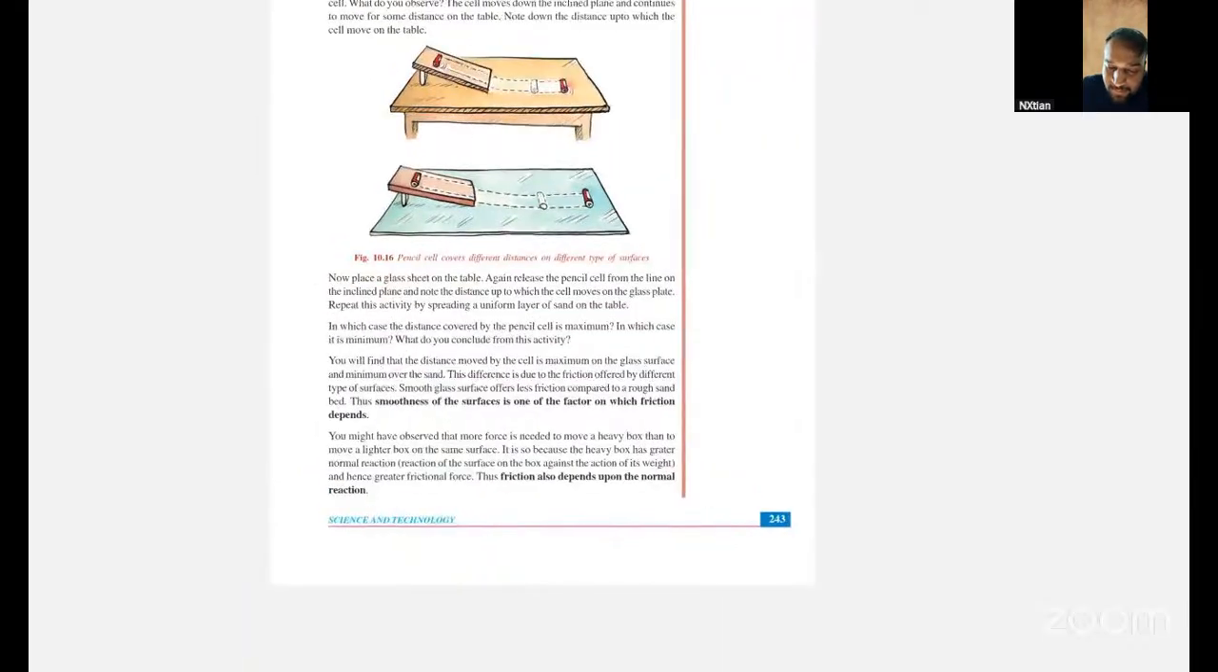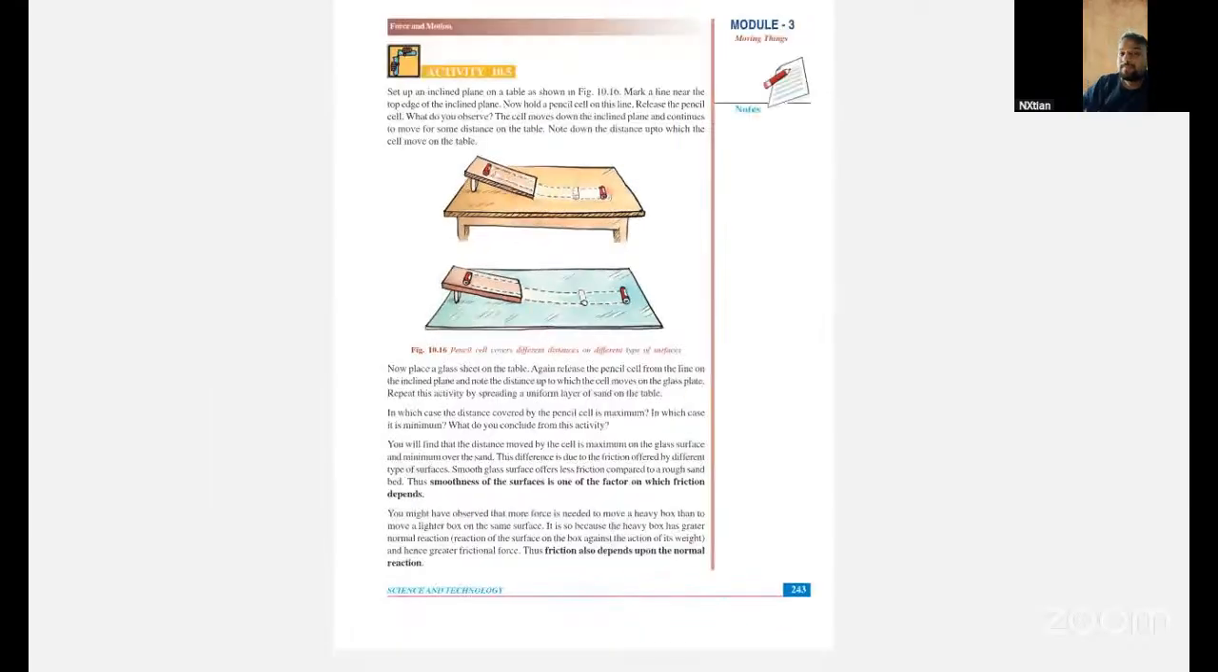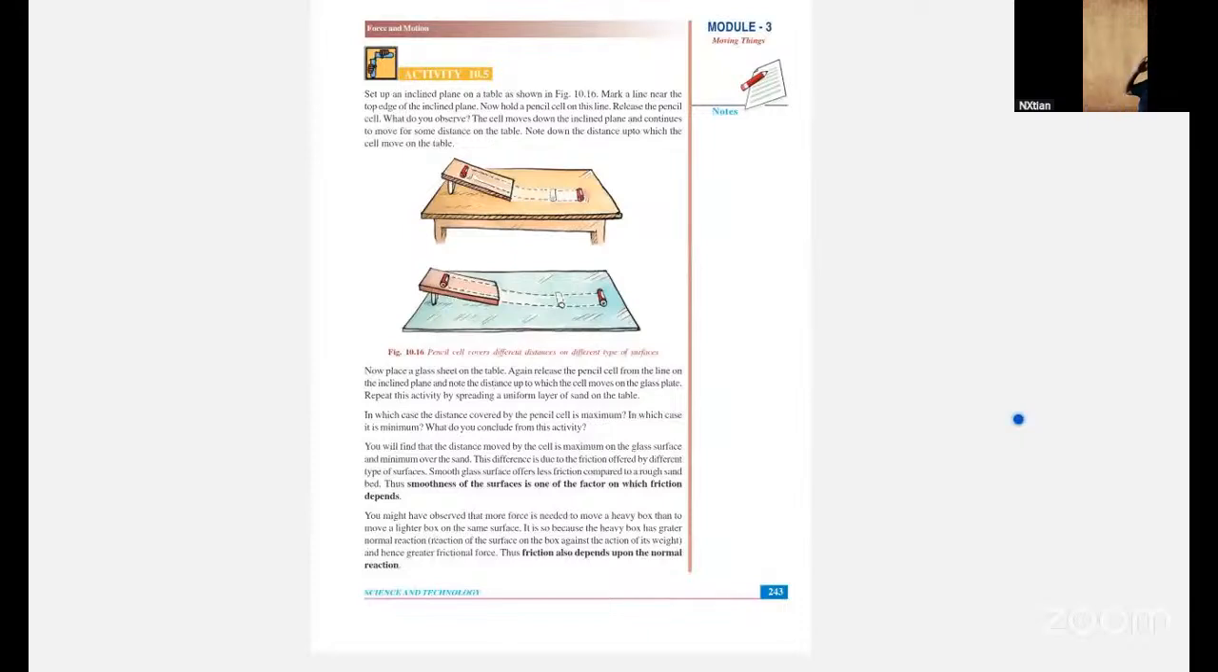So the activity. Set up an inclined plane on a table as shown in figure 10.16. Mark a line near the top edge of the inclined plane. Now hold the pencil cell on this line. Release the pencil cell. What do you observe? The cell moves down the inclined plane and continues to move for some distance on the table. Note down the distance up to which the cell moves on the table.